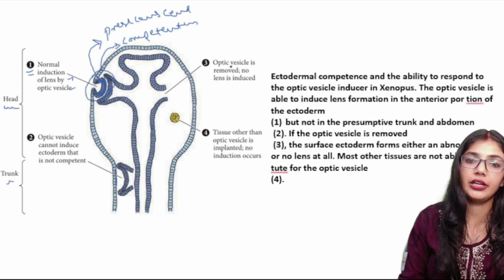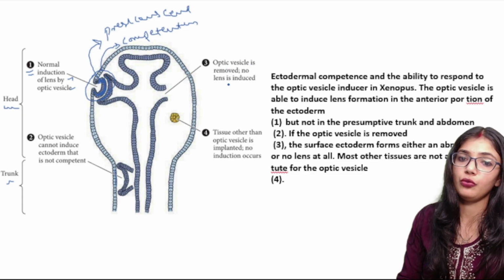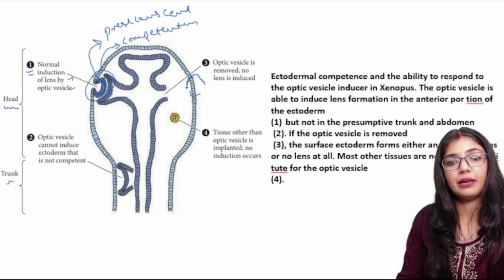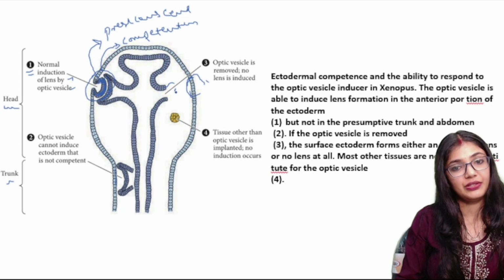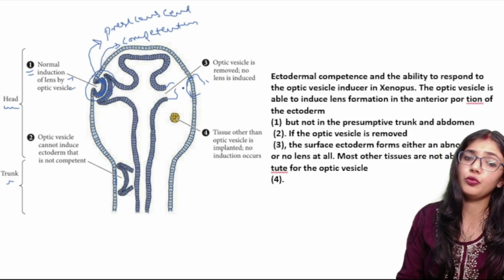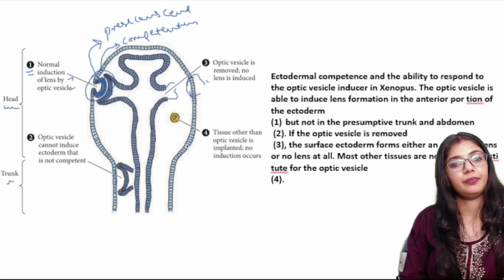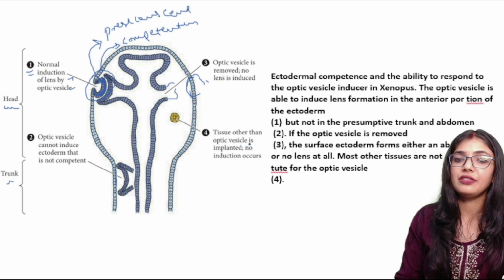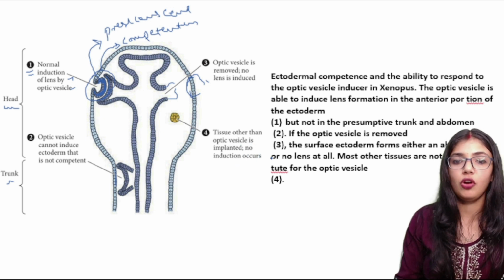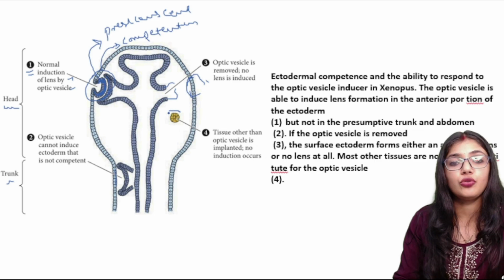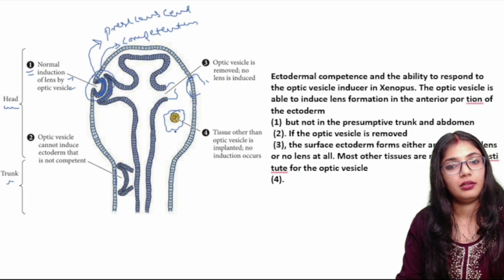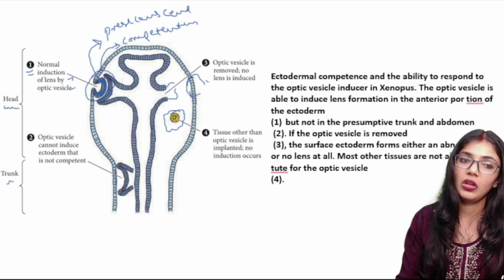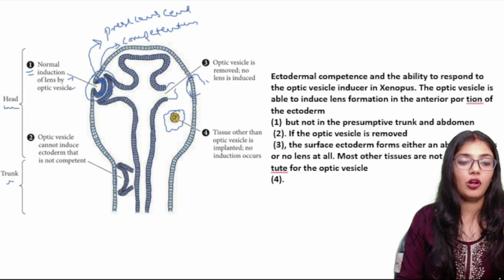Now the third condition: optic vesicle is removed, no lens is induced. If this cell is competent, but there is no optic vesicle present over here, in that case also there will be no lens formation. In the fourth condition, what happens? Tissue other than optic vesicle is implanted, no induction occurs. If there are certain other tissues other than optic vesicle, they also cannot induce the cell for the formation of the eye. This is how the eye lens development is taking place.